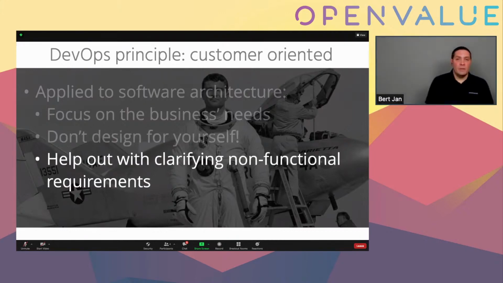And help out business with clarifying non-functional requirements. So stuff like it needs to be secure, or it needs to be performant, or it needs to be scalable. This is typically quite hard, right? Business people typically have trouble defining these requirements. And as a software architect, you are right between the team that builds stuff and the business that comes up with these requirements. You can help them clarify.